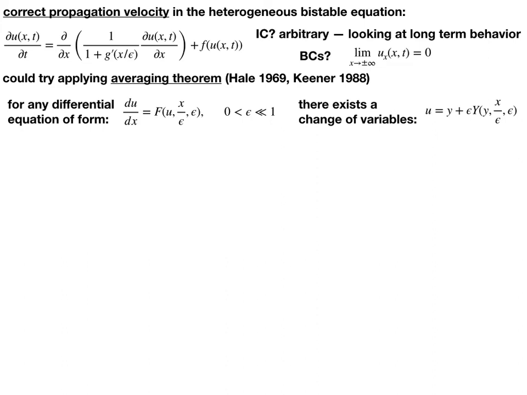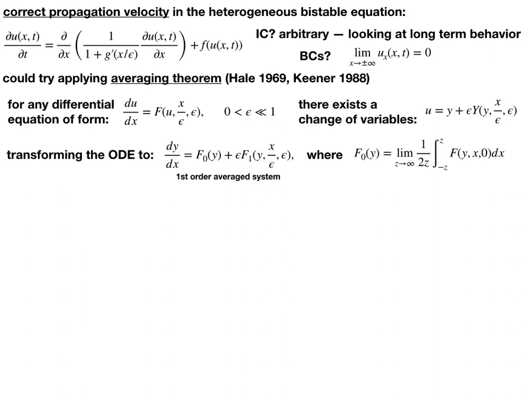There is some change of variables where you can take u and re-express it as y plus epsilon times some function of y, where y is a function of x, and x on the microscale and epsilon. And you can rewrite that ODE as this first order averaged system, which is what we did on the previous slides, where f of 0 is just basically what happens when you average over the microscale.